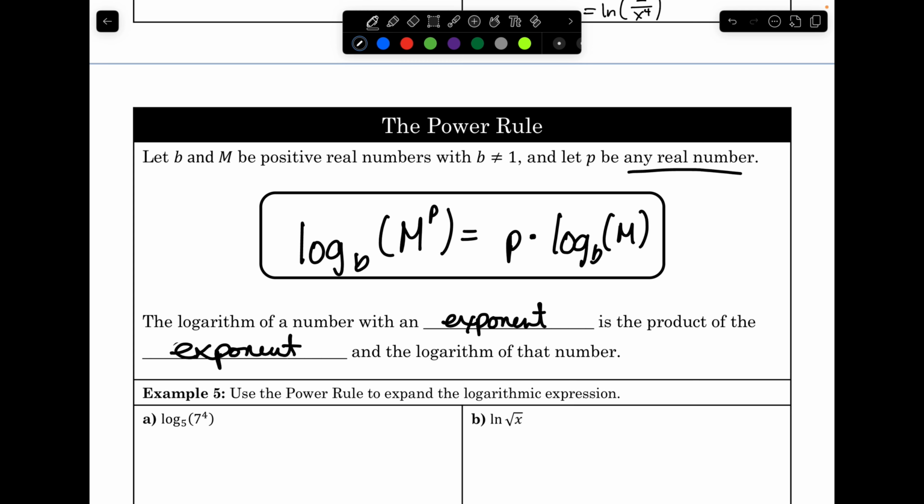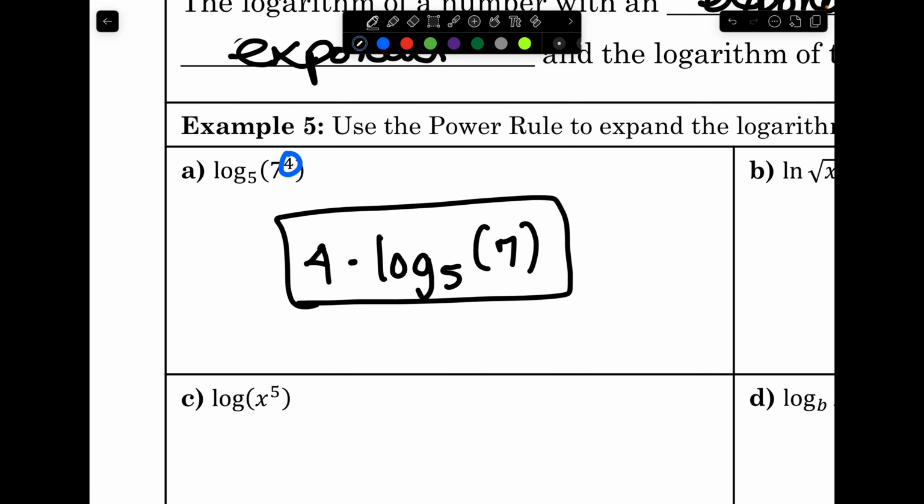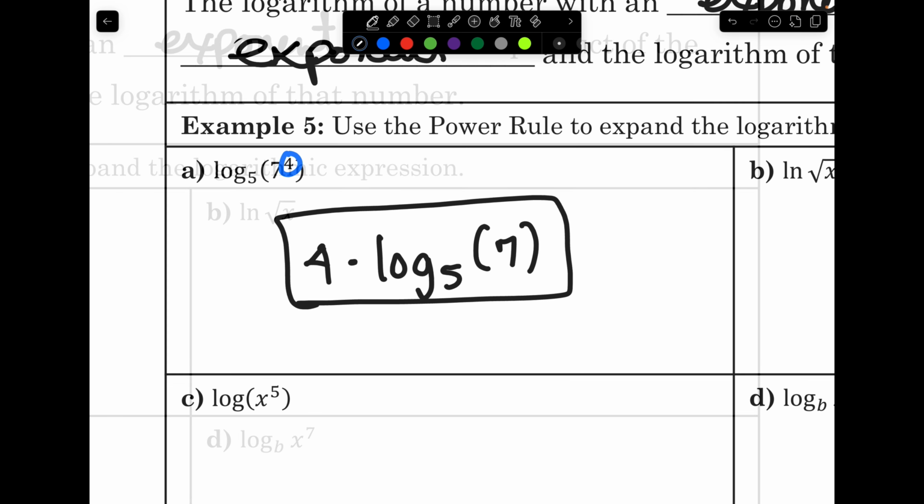So let's look at some examples of how we apply this property. Here we have the log base 5 of 7 to the 4th power. Because 7 is being raised to the power of 4, we can rewrite this log as 4 times the log base 5 of 7. And that's it. There is the property being applied in this scenario.